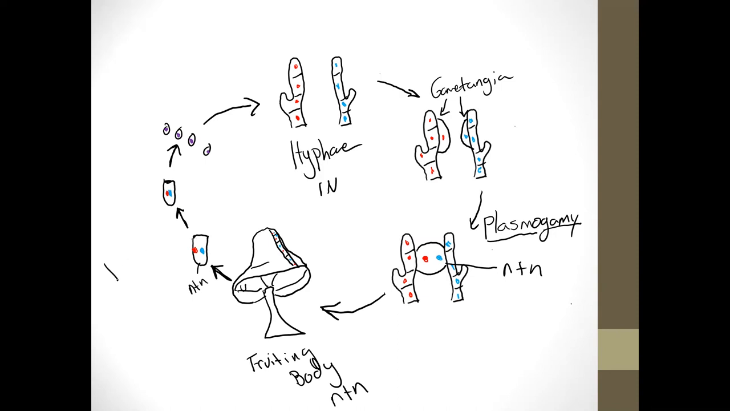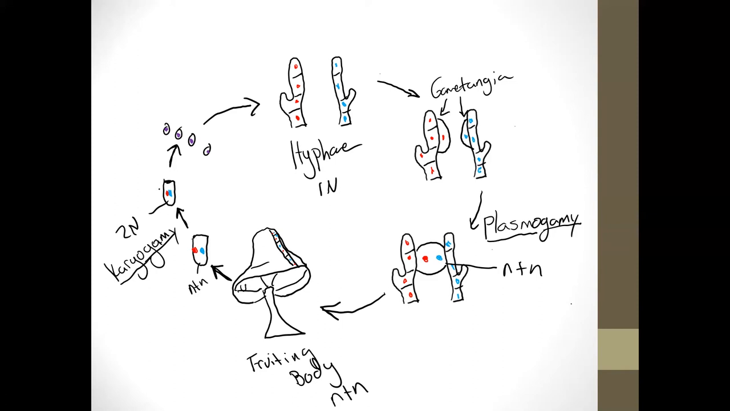And then karyogamy happens. Now let's break down this word. What does gamy mean? It means fusion. And fusion of what? Well, fusion of the karyotes. And by karyotes, we mean nuclei. So this is when the two nuclei are going to fuse together. After karyogamy, we officially have a 2N structure.